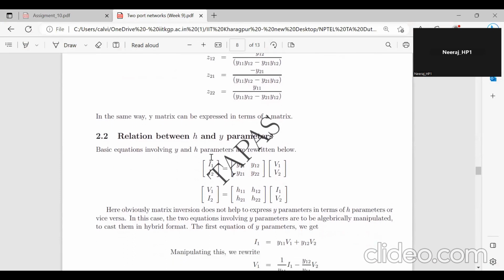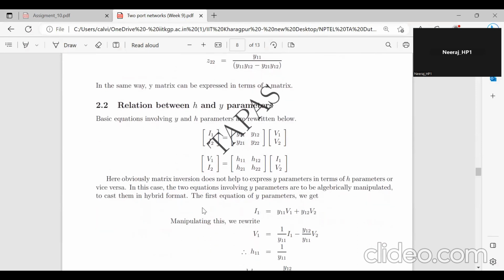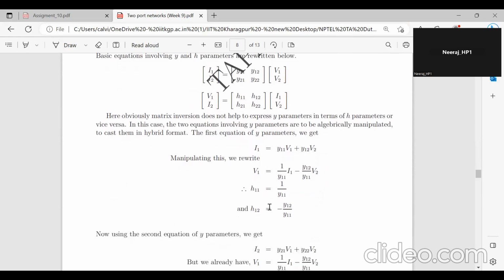Similarly, they will find the equations involving Y and H parameters. This is the Y parameters equation, and this is for H parameters. Now, by simply doing matrix inversion, we will not get Y parameters in terms of H parameters. So they have to do algebraic manipulation. I1 is equal to Y11 V1 plus Y12 V2. So they write V1 in terms of I1 and V2, and we get H11 equal to 1 upon Y11, H12 equal to minus Y12 upon Y11.